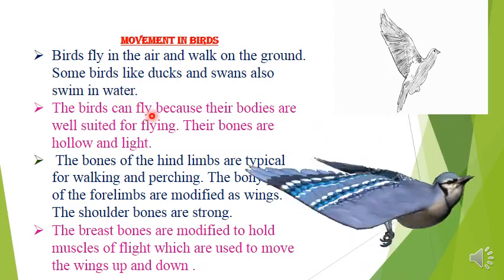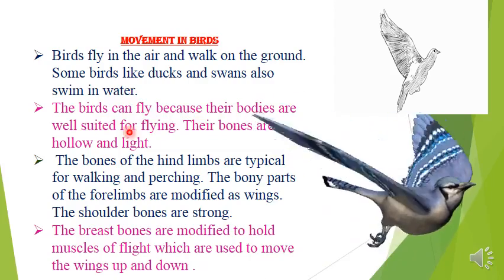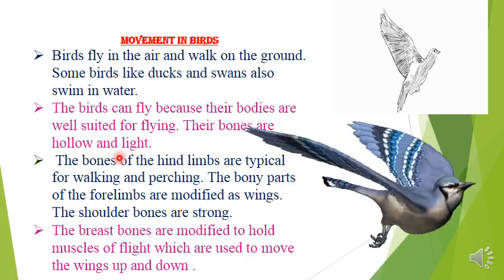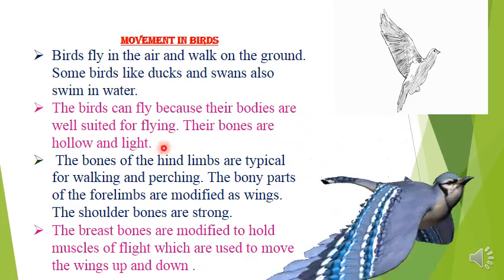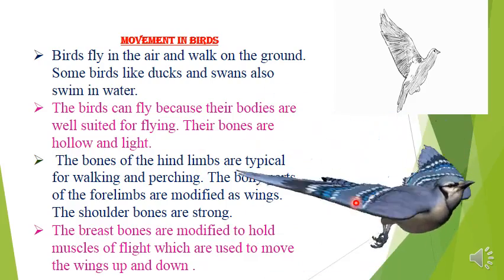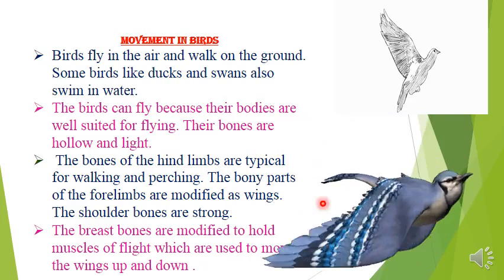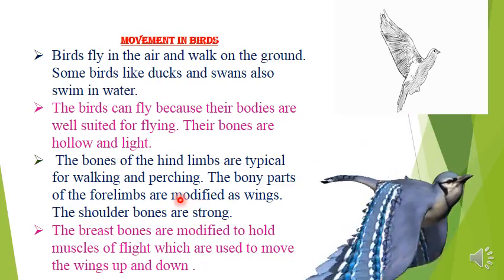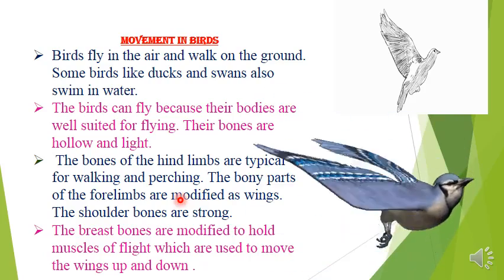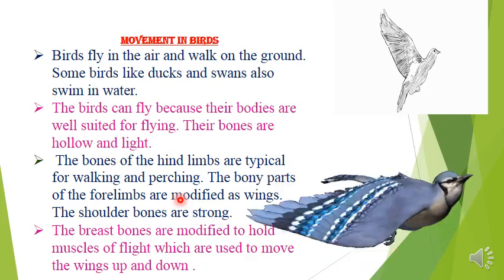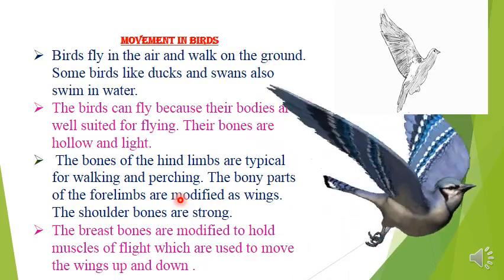The birds can fly because their bodies are well suited for flying. Their body bones are hollow and light. They have hollow bones and a very light body. That's why they can fly. Whereas birds which are very heavy, which have more weight, cannot fly in the air, like penguin and peacock.